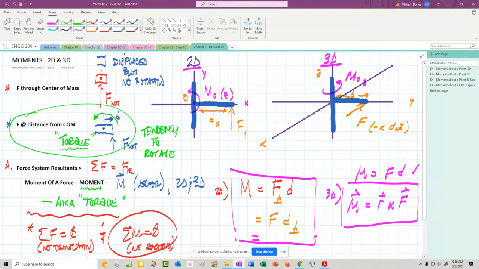And lastly, just to modify this in 2 dimensions, if we don't have the perpendicular, we can use the sine of the angle between them to find the perpendicular of either the force or distance, and then find the moment that way.